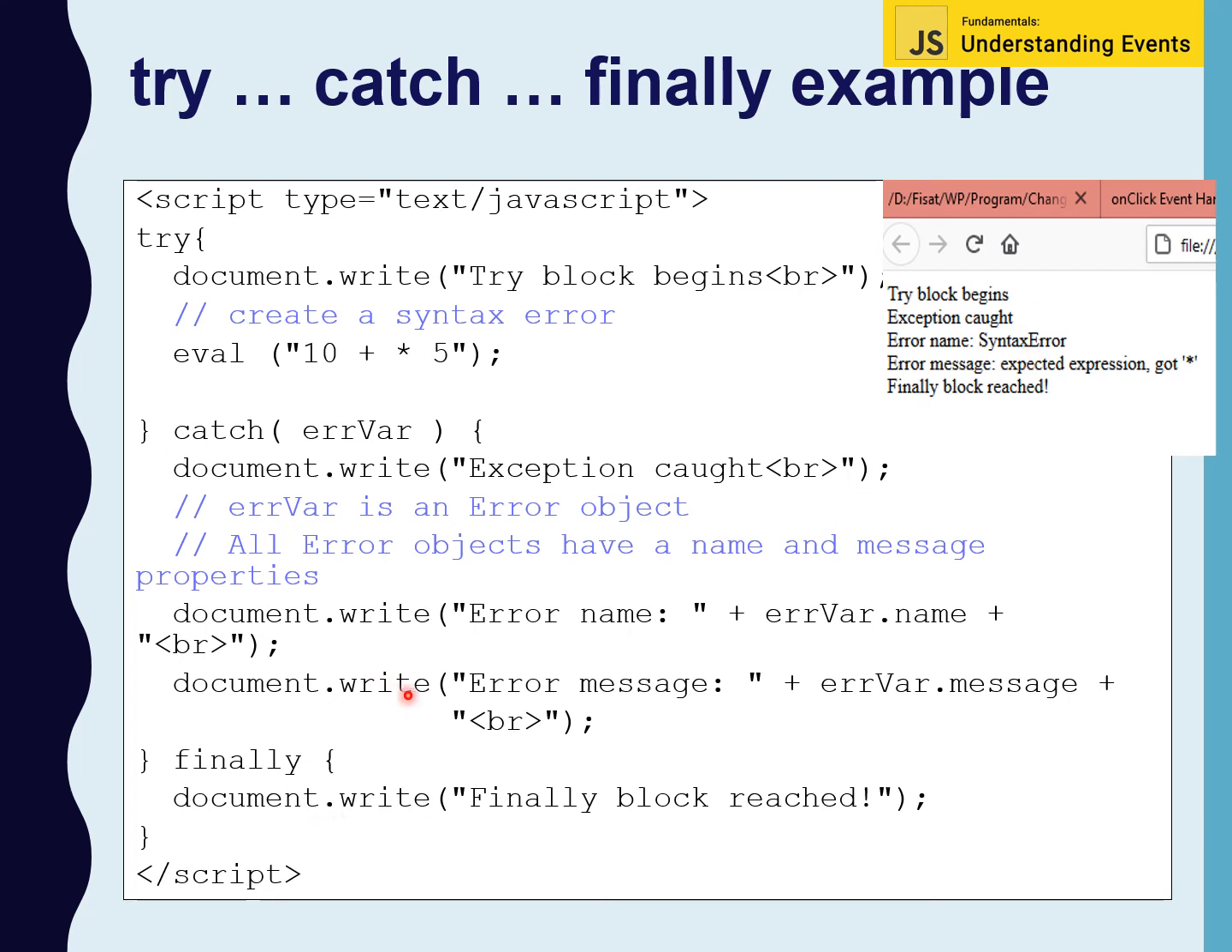In the next line, document.write of error message, the corresponding error variable.message: expected expression, got star. So plus star is not a valid expression, only plus or star is needed. That error message is displayed here. Then after that the finally block will be executed. Finally block reached. So this will be the output of this code.